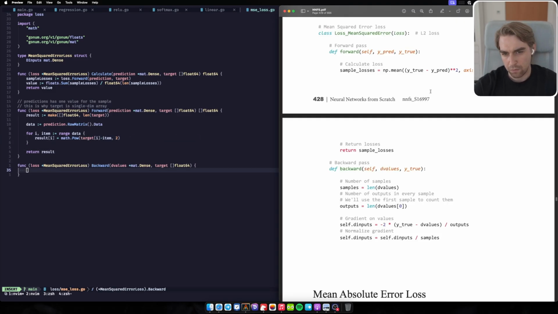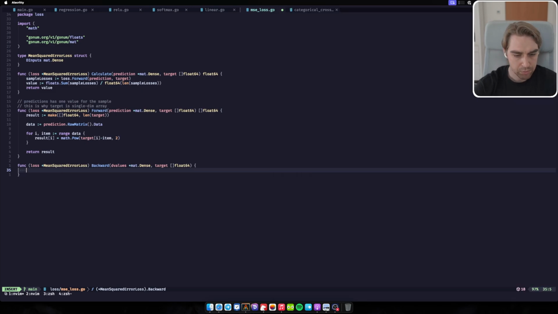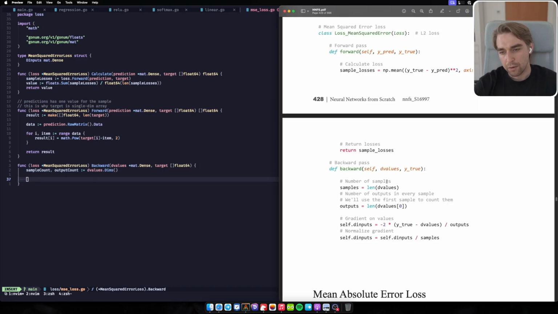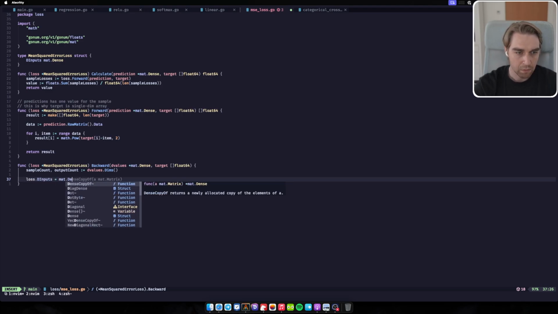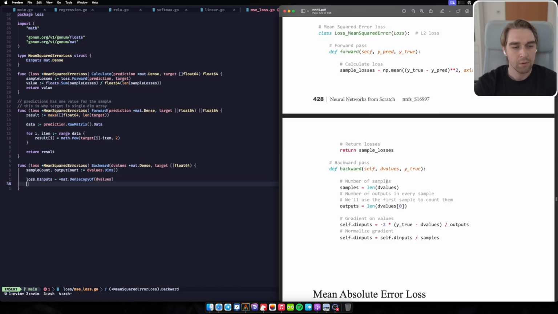Then we have the backward method. So, okay, sample count, output count against sample count, output count, but d values dims, then calculating the gradient. Well, first we need the number of outputs in every sample. We'll use the first sample to count them. Okay, so boom, boom, boom. Plus the inputs, I need to make a copy of the values, right?